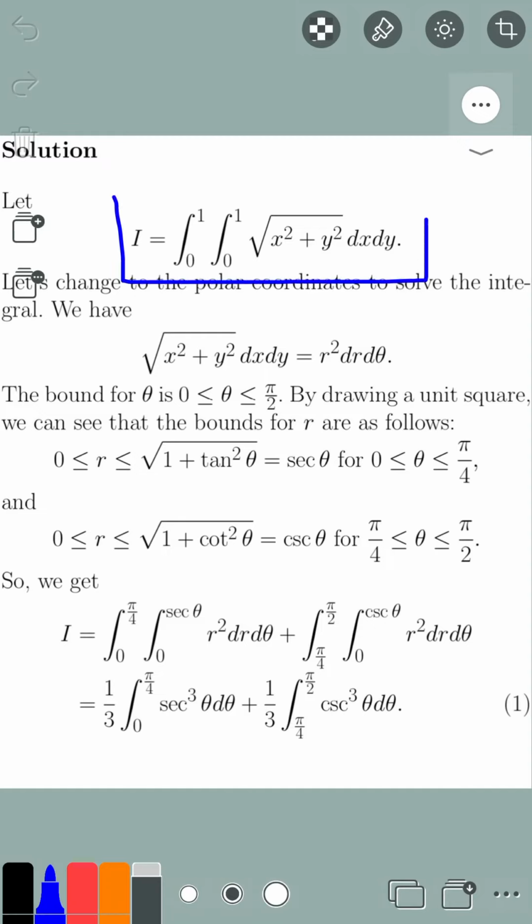So let I be equal to this integral, the integral from 0 to 1 and integral from 0 to 1 of square root of x squared plus y squared dx dy. And here you can see that we have the x squared plus y squared here. So it should be simpler, more convenient to change it to polar coordinates. And so let's change this to polar coordinates.